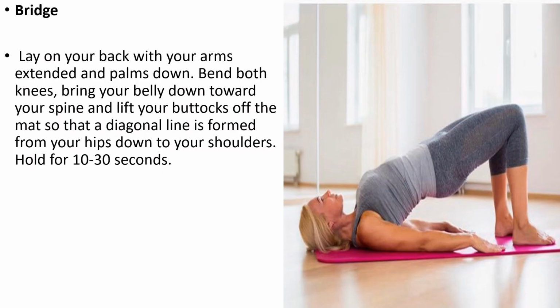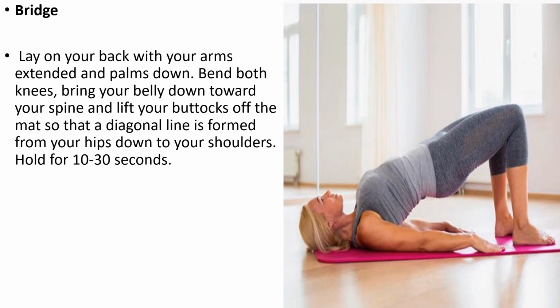The next exercise is bridge. This is the bridge exercise. Lay on your back with your arms extended and palms down. Bend both knees. Bring your belly down toward your spine and lift your buttocks off the mat so that a diagonal line is formed from your hips down to your shoulders. Hold for 10 to 30 seconds. You just make a bridge of our body, right?